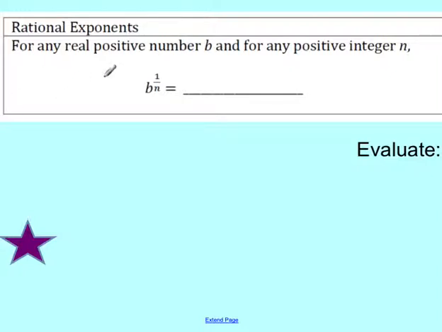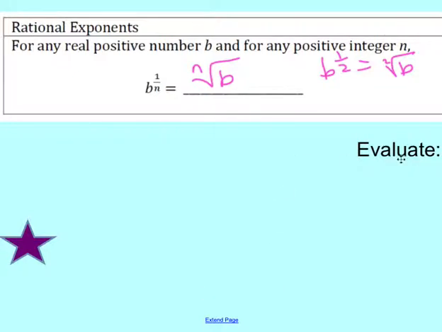So, for instance, for any real positive number b and for any positive integer n, b to the 1 over n is equal to, really what it is, the nth root of b. Okay, so that's our first example. One that I will point out is we just looked at b to the 1/2. This is the same as the square root of b. We don't typically write the 2 there. That's the only case where we don't write the 2. Okay, so something to keep in mind.